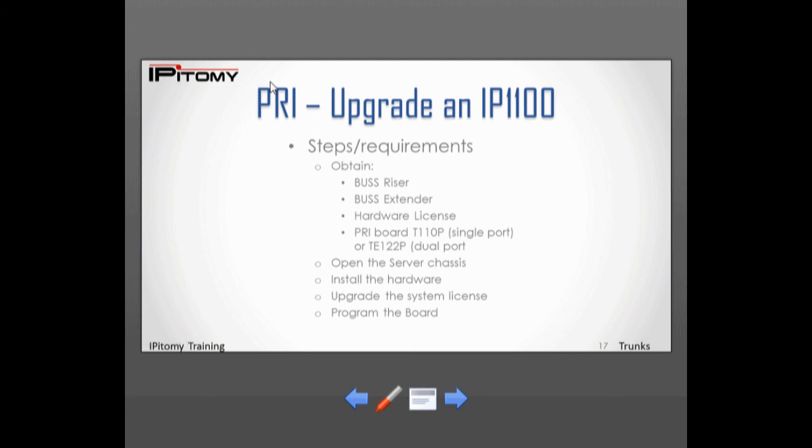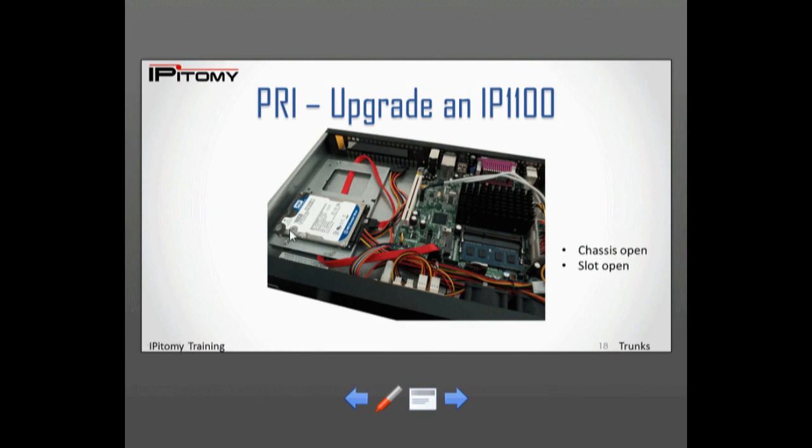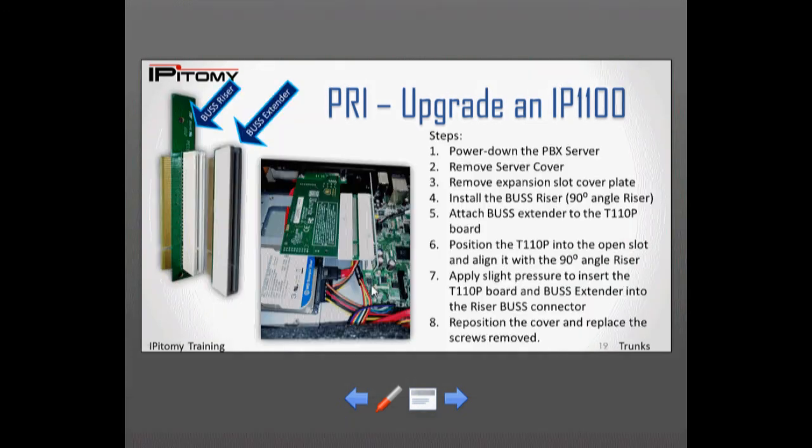Obtain a bus riser, a bus extender, hardware license, and the PRI board: T110P for a single port or TE122P for dual port. Then, open the server chassis, install the hardware, upgrade the system license, and program the board. When the interior of the IP 1100 is exposed, you will see one expansion slot available on the motherboard. Follow the steps to upgrade the IP 1100.